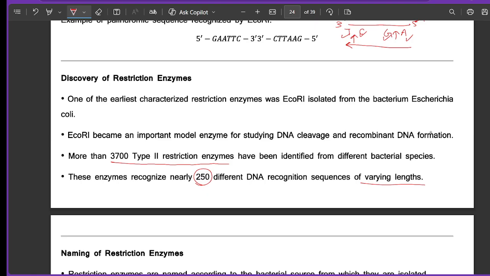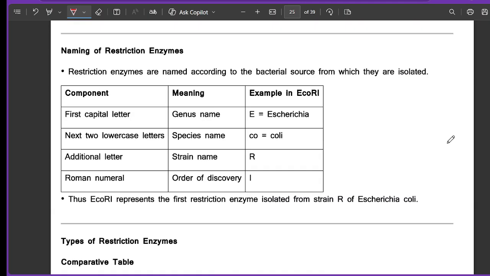Now we also need to know the first of such restriction enzyme which was discovered and characterized was EcoR1. Now we should know how this EcoR1 is named. So this E and Co, this E stands for the genus name, that is Escherichia, from where it is isolated. So we know that E. coli is a bacteria, and from this E. coli this restriction enzyme has been isolated. So E stands for the genus, Co stands for its species, that is coli.